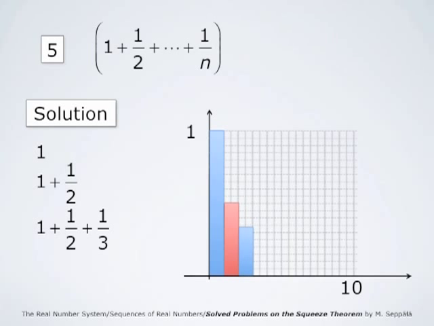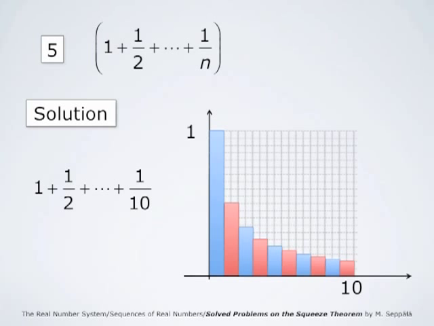Then we continue. We add the third rectangle whose height is 1/3, and the area of these blue rectangles and this one red rectangle is now 1 plus 1 half plus 1/3. And we continue in this way. We get rectangles whose height goes down, so the height is given by 1 over n. And here we have 10 rectangles, and the joint area of these 10 rectangles is 1 plus 1 half plus and so forth plus 1 over 10.